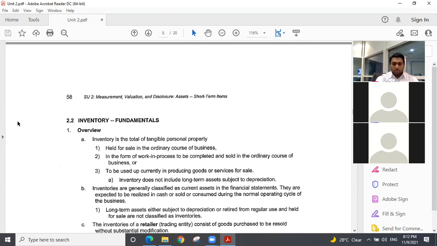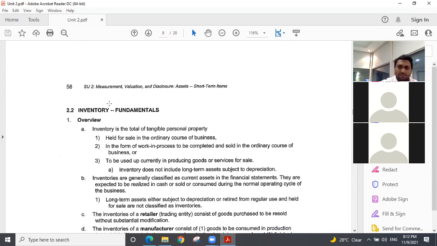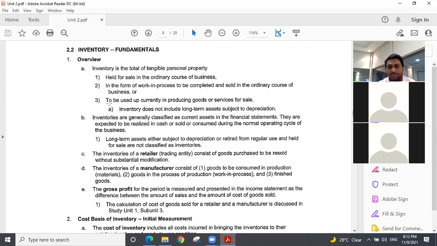Even if you swipe your debit card, this will be there. Okay, your supplier will lose some money. Okay, then inventories and fundamentals we will continue next class.